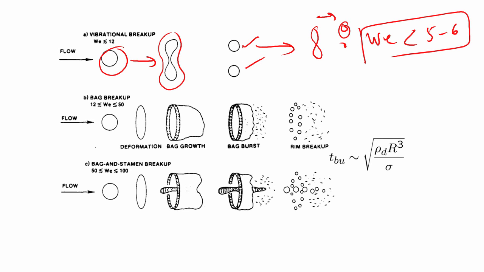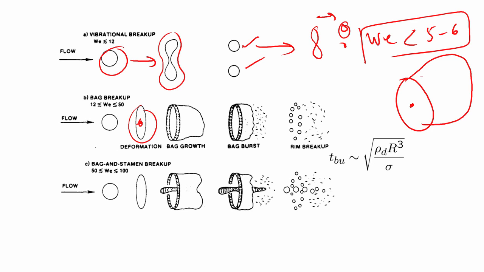Then the bag type of breakup, you can see this is the bag growth. So, initially it becomes like a disc. Okay. At the center of the disc there is a lot of pressure. So, if you have a disc, it is like a liquid disc, remember, and at the center if there is a lot of pressure, then this liquid disc actually inflates like a balloon. Okay. So, this is the balloon made of water, or whatever fluid you are concerned with.